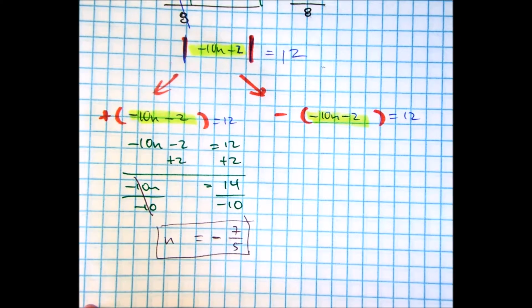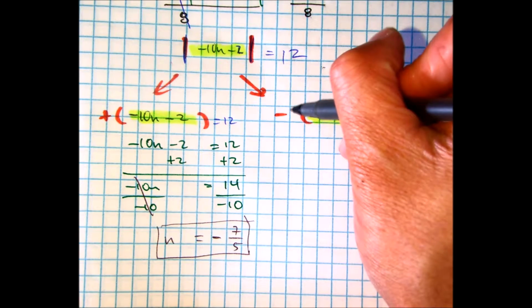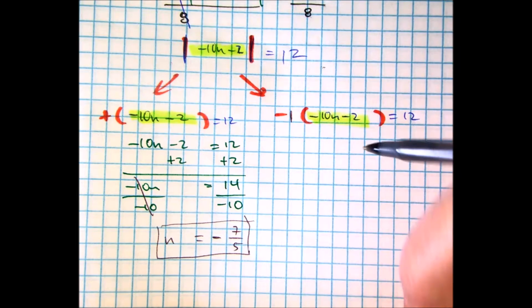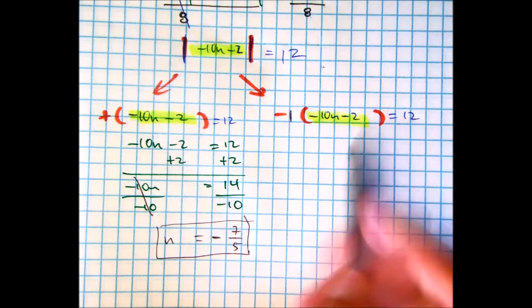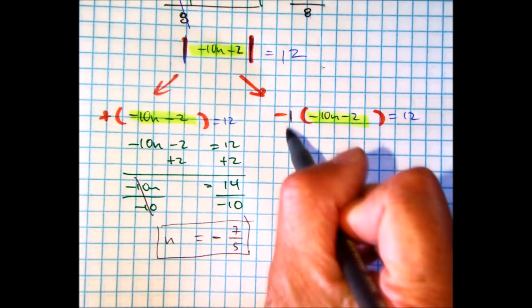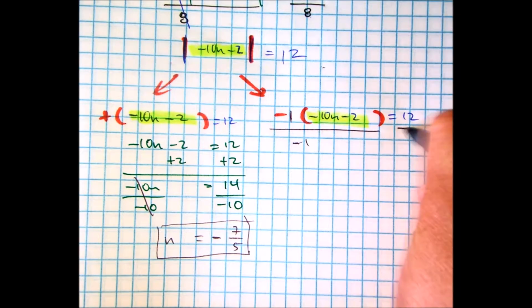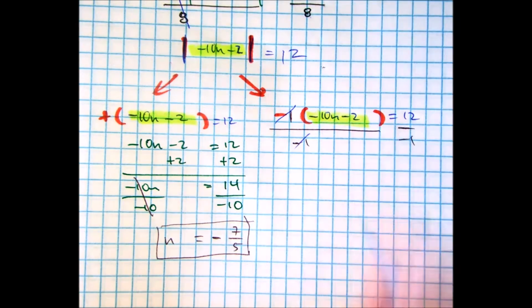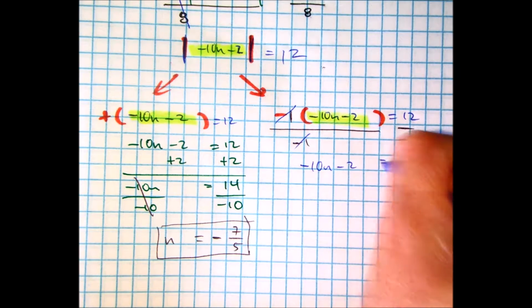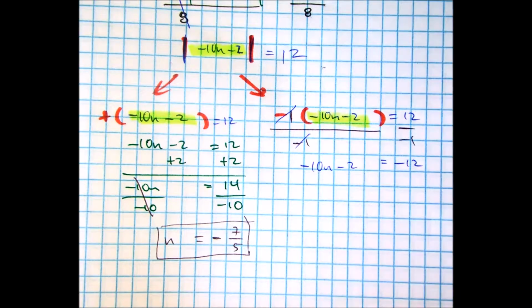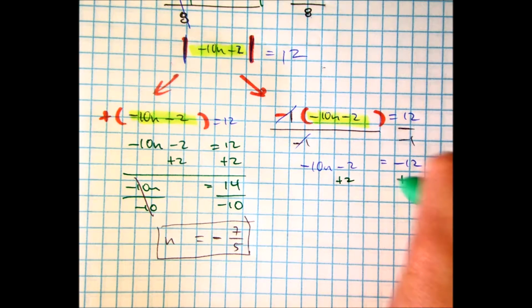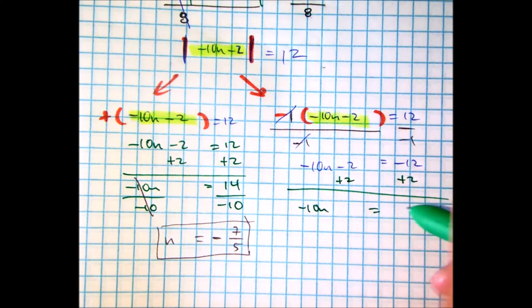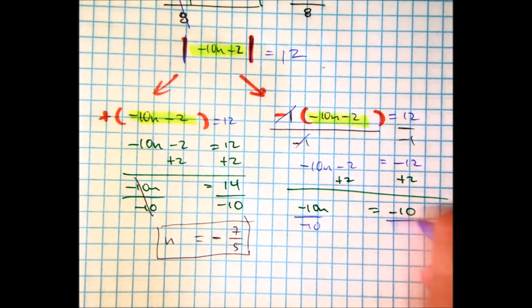Let's work on the right side. There's 2 ways of getting rid of the negative. Raise your hand if you like to distribute. That's perfectly fine. Raise your hand if you divide by negative 1. Both of those are perfectly fine. Negative 1 divided by negative 1 is just 1. So you're left with negative 10n minus 2 equals negative 12. Add 2 to both sides. Divided by negative 10, n equals 1.